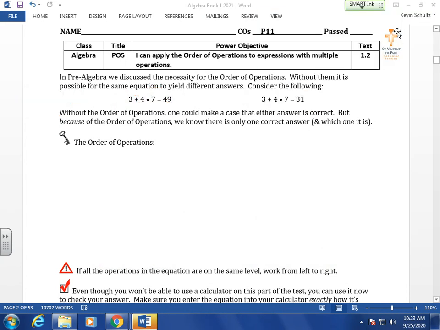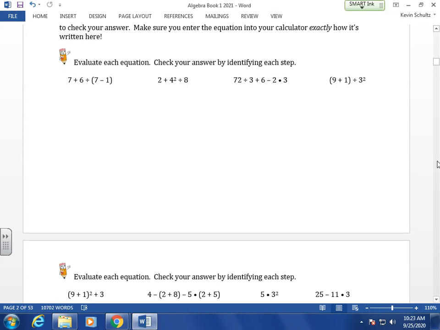Okay, scrolling down the page a little bit for your assignment. You need to evaluate each equation, check your answer by identifying each step. This is my way for this objective of telling you to show your work. You could easily put this into a calculator exactly as it's written and get an answer. I'm not testing whether or not you can push buttons on a calculator in the correct order. By identifying each step, what I mean is, what are you doing first? In 7 plus 6 divided by the difference of 7 and 1, what are you doing first here based on the order of operations?